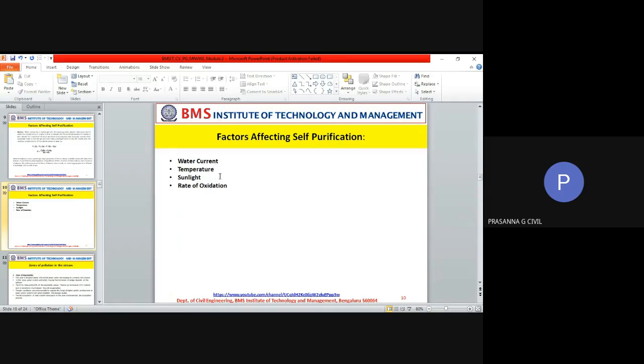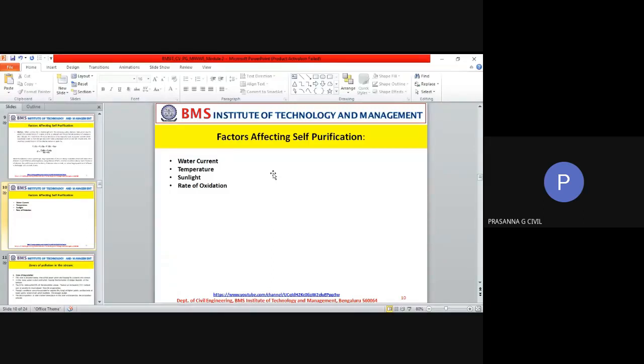Where does sunlight come into the picture? We studied about it during your oxidation pond also. Sunlight helps certain types of microbes to absorb carbon dioxide and give out oxygen, which will assist in the self-purification of the river or stream. Sunlight is also a natural disinfectant, and it will stimulate or encourage the growth of algae, which are phytoplankton, which are very useful in producing oxygen during the daytime.